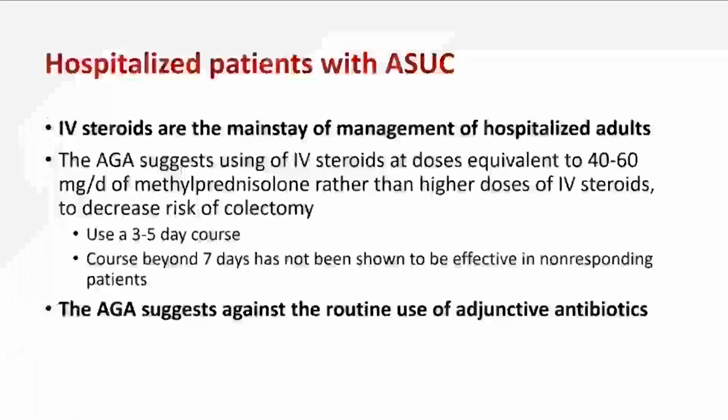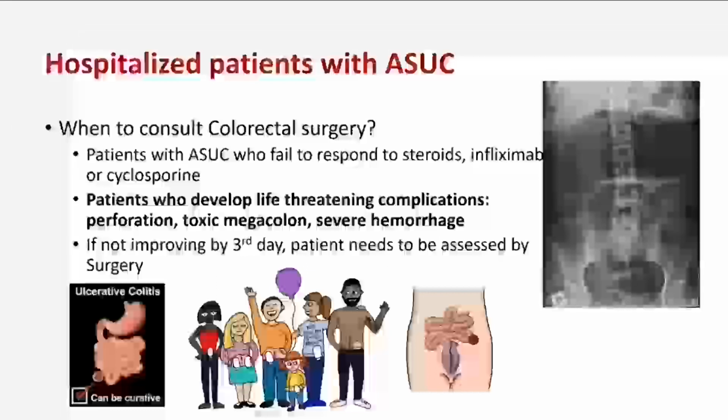So the recommended steroid, according to the AGA, is a dose of 40 to 60 milligrams of methylprednisolone IV that you can use for 3 to 5 days. It is not recommended over 7 days because it has not been shown to be effective, and it can be detrimental. And by your 3rd or 4th day, you should make an assessment as to whether this patient is really responding to your course of steroids. Because if they are not, then that's when you want to consider consulting colorectal surgery.